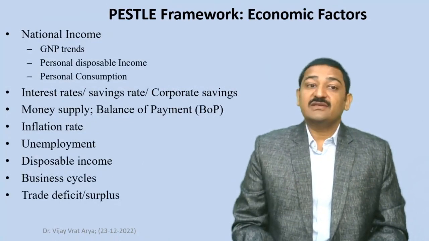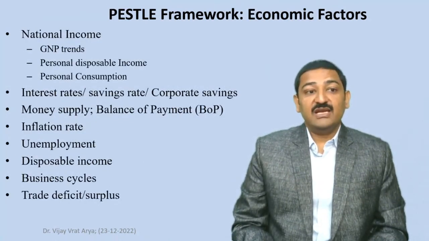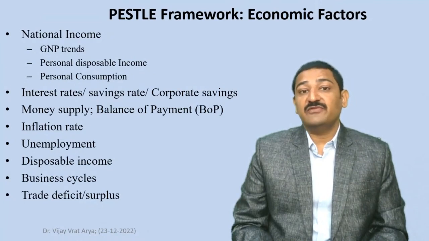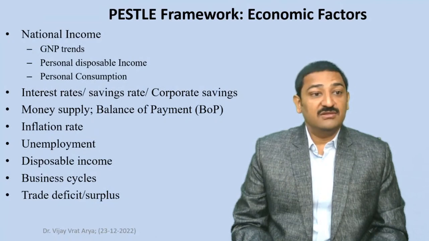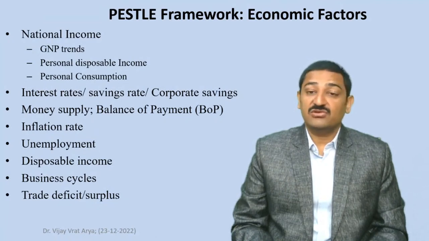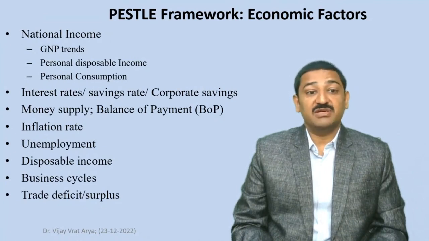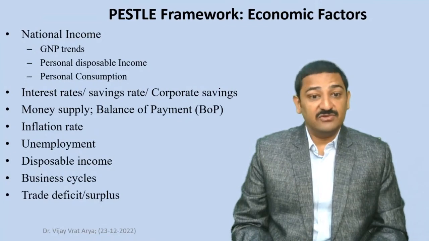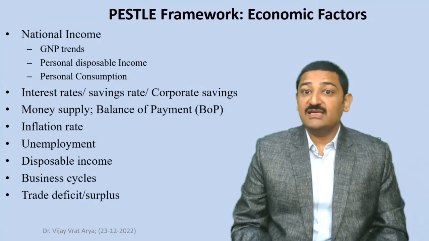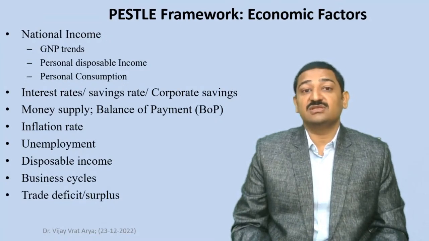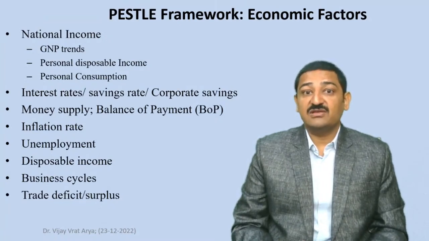If we refer to the economic factors in the PESTLE framework, then we can have some cases which are considered from the perspective of economic analysis. Say, national income of the country, which includes GNP trends, maybe personal disposable income, maybe personal consumption in the respective country, which helps the organization in understanding the trend, the position where they are going to operate or where they are going to make a specific strategic decision. So these are some of those basic factors.